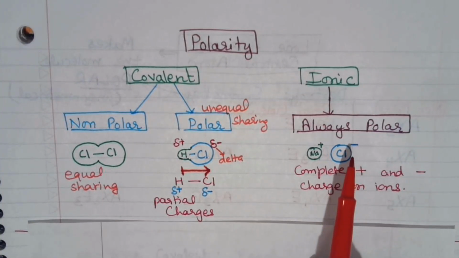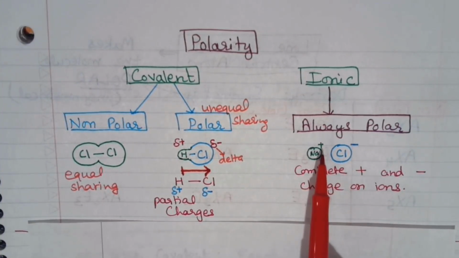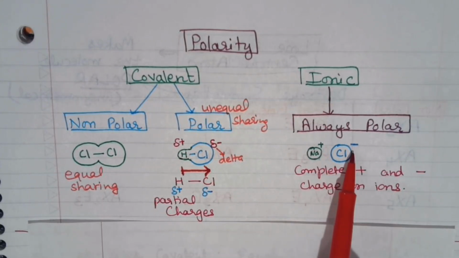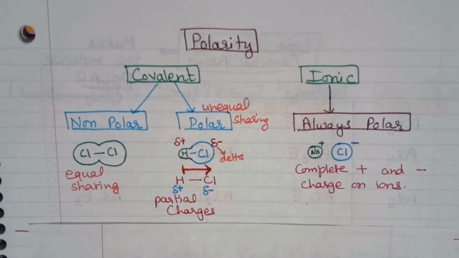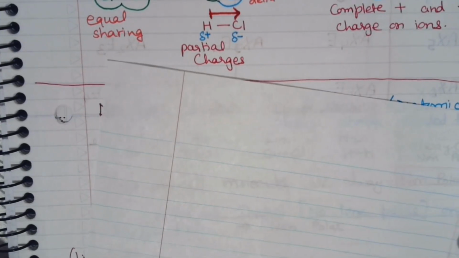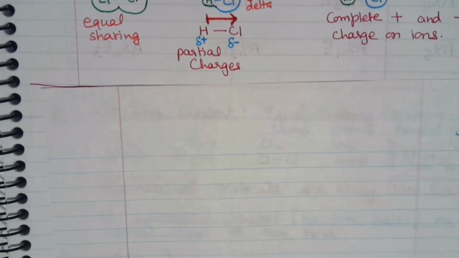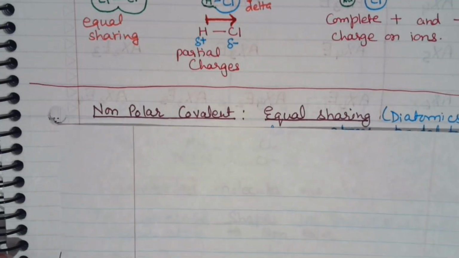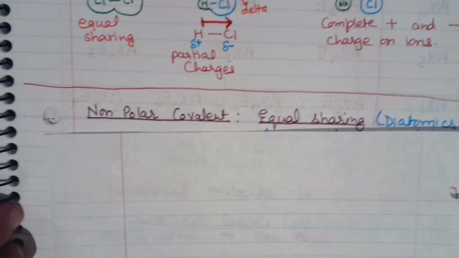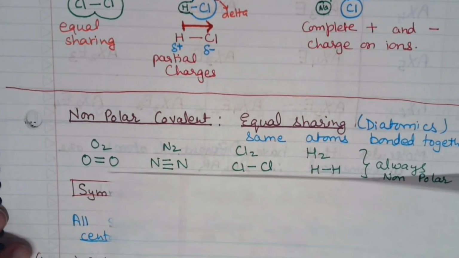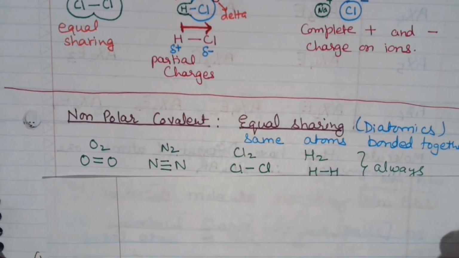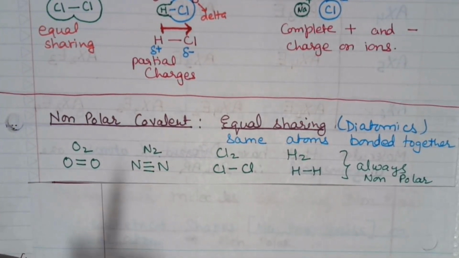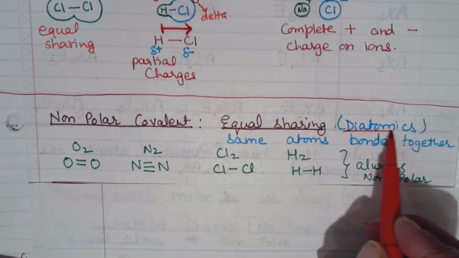Now in ionic compounds, there is a complete charge on the ions, the positive charge and a negative. Whereas in polar covalent molecules, it's a partial charge, right? So now let's see what kind of covalent molecules are polar and what kind of covalent molecules are non-polar, right? Non-polar covalent bond occurs when there is equal sharing. When can we have equal sharing of the electrons? Usually all the diatomics.